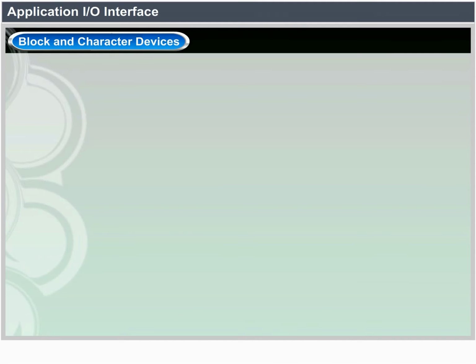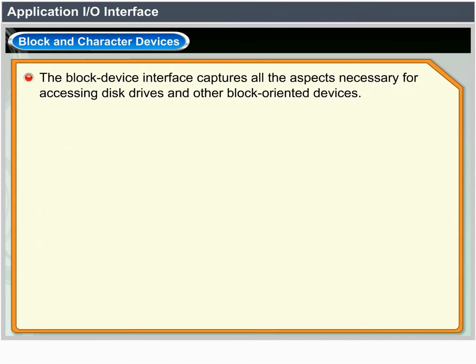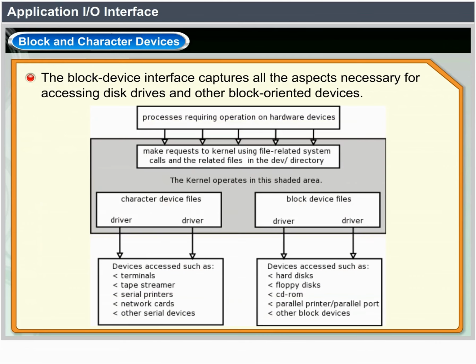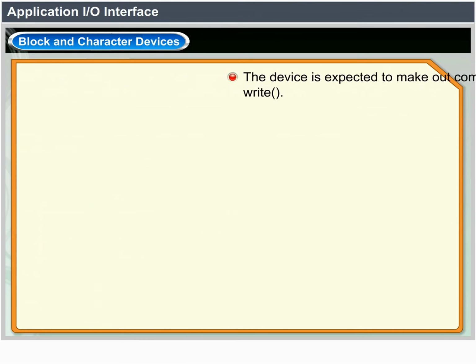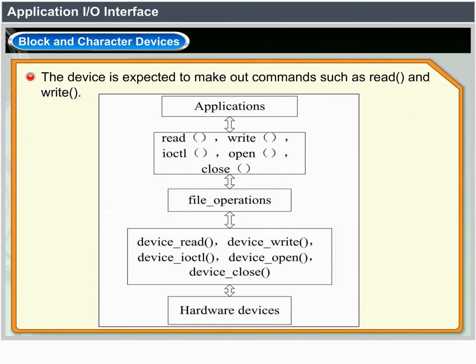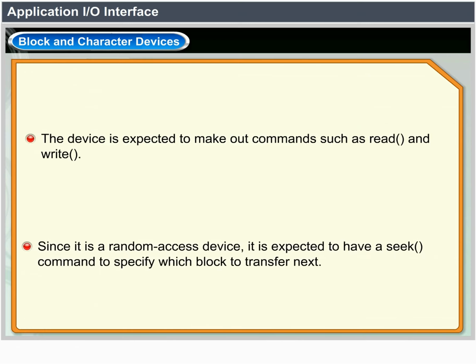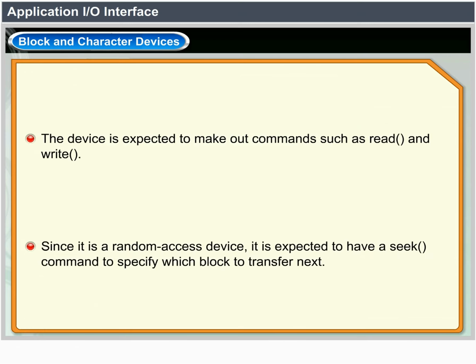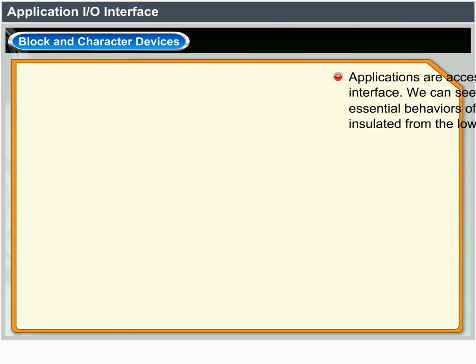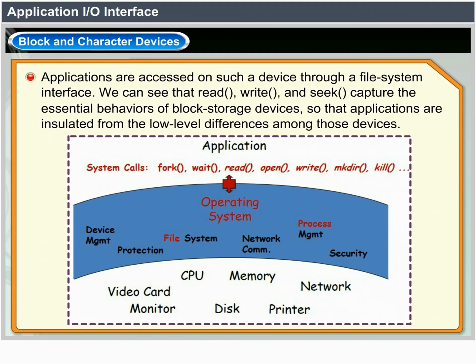Block and character devices. The block device interface captures all the aspects necessary for accessing disk drives and other block-oriented devices. The device is expected to understand commands such as read function and write function. If it is a random access device, it is also expected to have a seek function command to specify which block to transfer next. Applications normally access such a device through a file system interface.